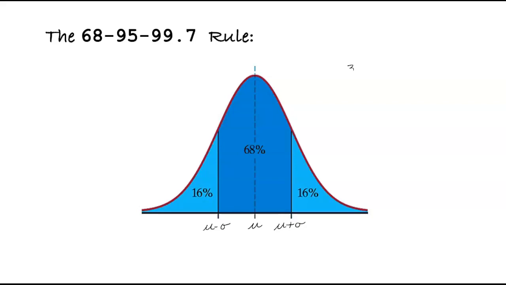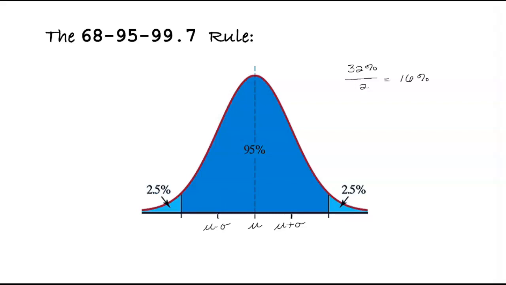Notice that that leaves 32% left over, which is split between the two tails. In other words, there's 16% left in each of the two tails. This rule also tells us that 95% of the data will be within two standard deviations of the mean. So if we go up two standard deviations from the mean and down to two standard deviations below the mean, then 95% of the data will lie between these two values. This time, that leaves 5% left over to split between the two tails, or 2.5% in each tail.